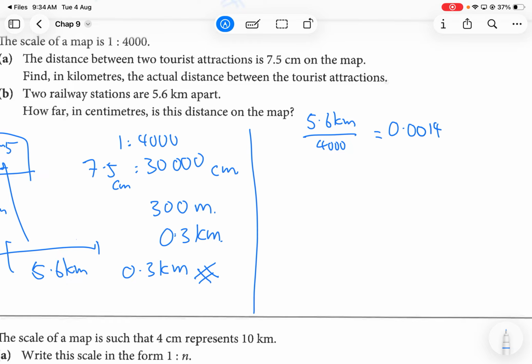Okay. This 4,000 is purely the scale factor. When I divide by 4,000, it is purely the scale factor. I am not changing the unit. Okay? So the unit is still kilometer. The other way to do this is I convert 5.6 kilometer to cm first. I multiply by 1,000, I multiply by 100, change 5.6 into cm, then I divide by 4,000. Also can.